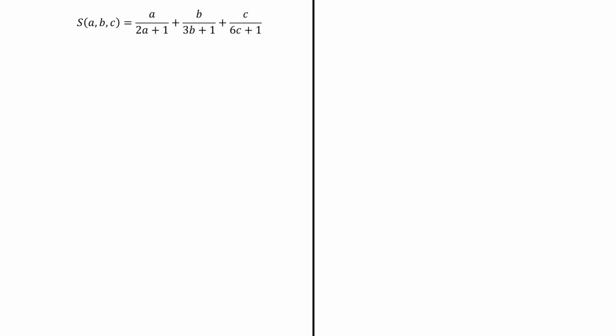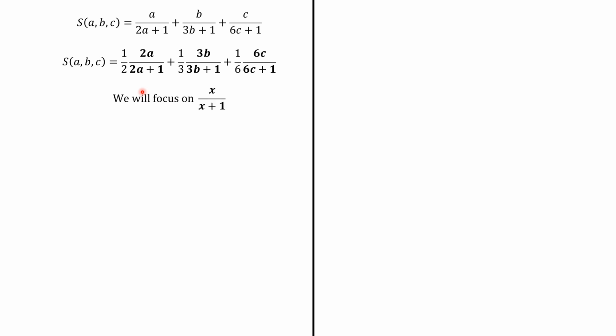We use the same setup as in the first solution. We write S as this. We see that the terms in bold have the form x/(x+1). So we may focus on x/(x+1). We will rewrite x/(x+1) as a harmonic mean up to a factor. That's why I personally think that this solution is maybe for those who are more used to inequalities. So x/(x+1) equals this when we divide both numerator and denominator by x. And we know that 1 is 1/1.